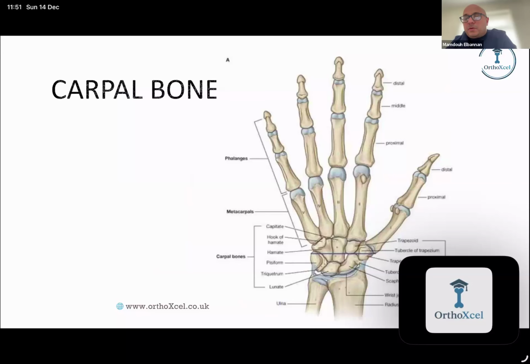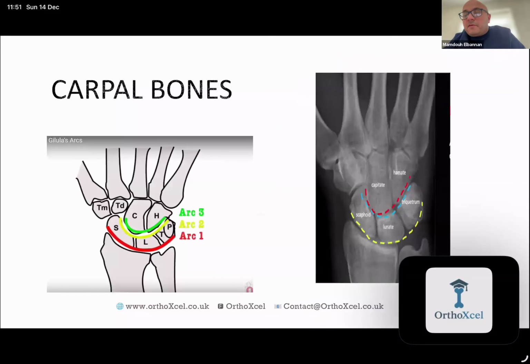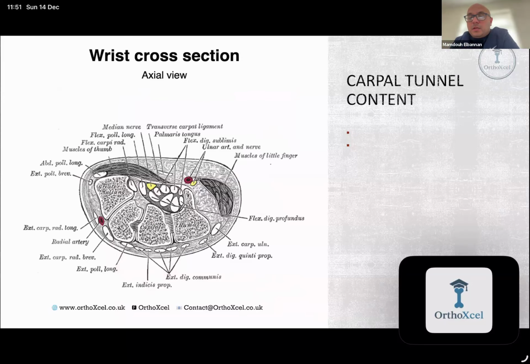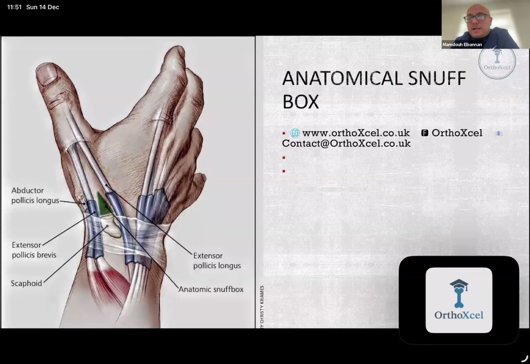Going back again to the carpal bones, an important part is Gilula's lines. Gilula's lines are 3 arcs, 1, 2, 3, as you see in the pictures, and they should all be smooth, with no overriding. What's the importance? It gives you a hint on X-ray about the alignment of the carpal bones. I'll skip this and come back to it.